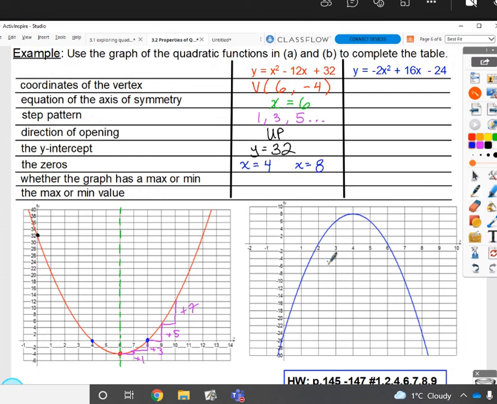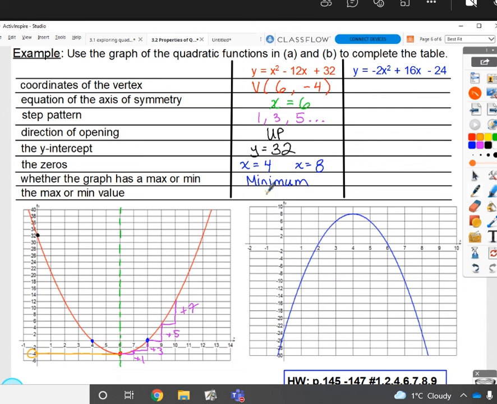Whether the graph has a maximum or minimum, it's smiling. It's like Minnie Mouse, right? It's got a minimum, or you might just say it's the bottom of the parabola. Okay. And then lastly, the max or min value. What is the actual value here of the maximum minimum? So we go all the way over to our y-axis. Boom. You see it? Right at -4.